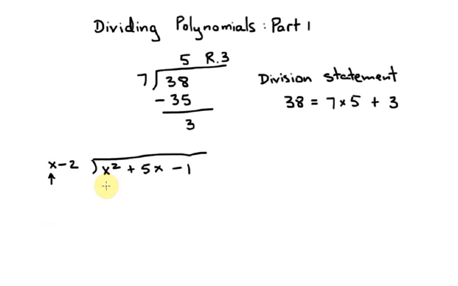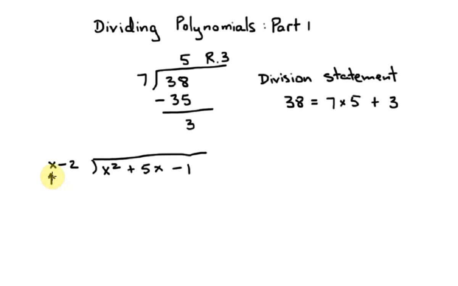Okay? And you notice that I've written this in descending order, and that means that the highest power of x is written first, and then the constant or the number is at the end. And same thing here with my dividend. I'm going to write it in descending order, so I got x squared, then the x term, and then the constant. It just makes things a little bit easier if you have it in order.